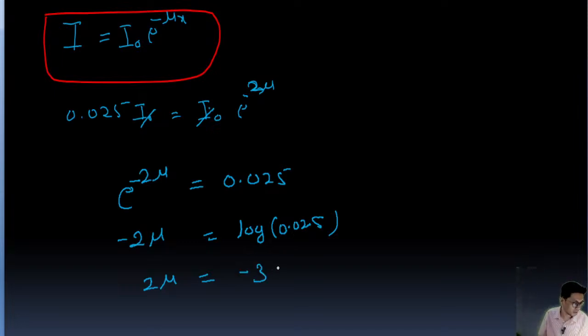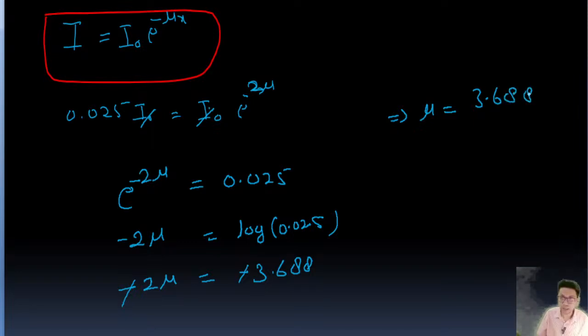So 2 mu is going to be 3.688, minus minus will get cancelled. So the value of mu is going to be 3.688 upon 2, which is 1.844. This is the answer, the linear absorption coefficient, guys. Very good question. Next question, guys.